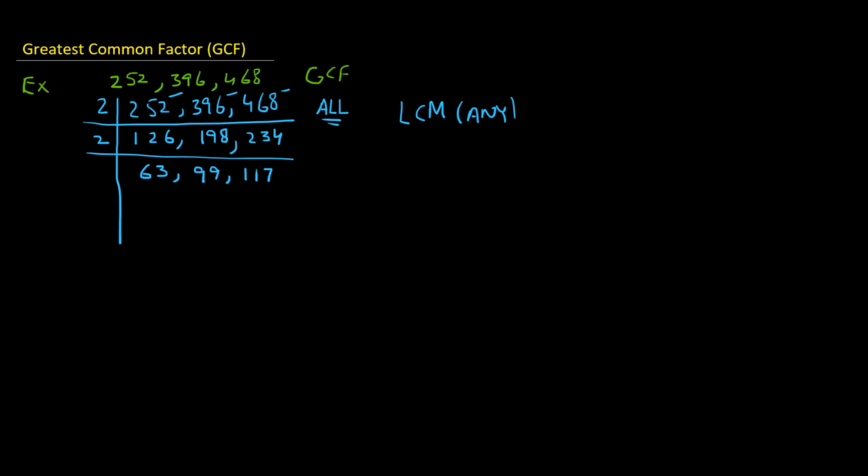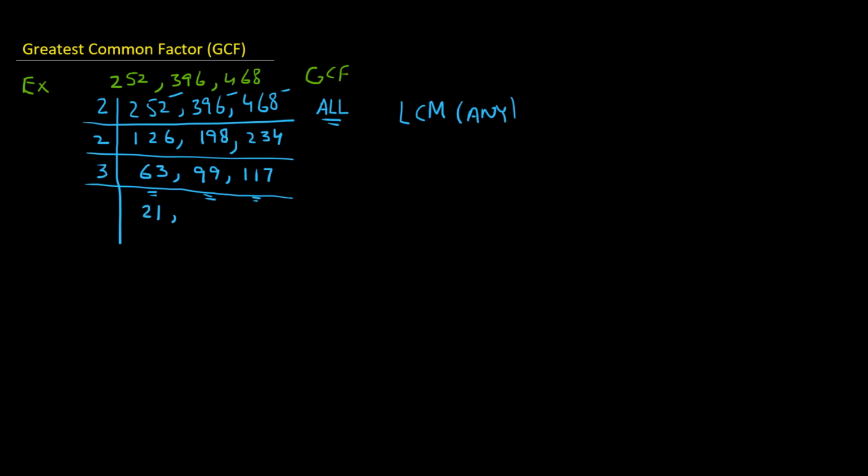Now these numbers are not divisible by 2. Now using the divisibility rule, we check for 3. So 6 plus 3 is 9. So the number is divisible by 3 because 9 is divisible by 3. So 9 plus 9, 18. 18 is divisible by 3. So this is also divisible by 3. So 7 plus 1, 8 plus 1, 9. 9 is divisible by 3. So it means 117 will also be divisible by 3. So we divide by 3.